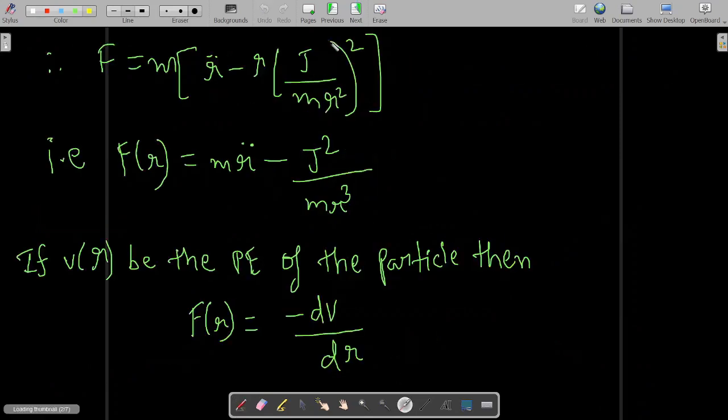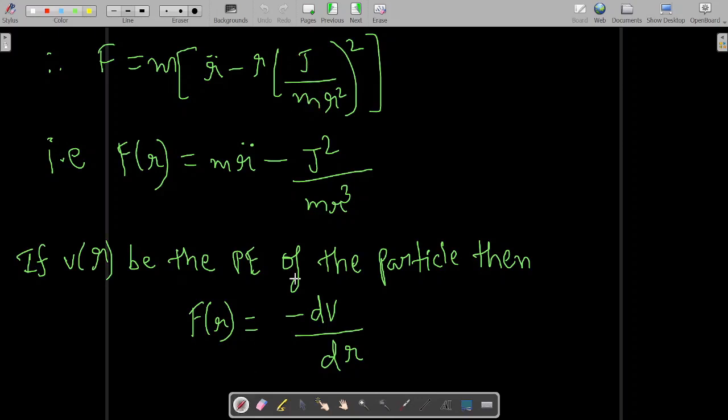So what do you get then? You will get an expression of this kind. In the place of theta dot you will substitute J by m r square. So this is the thing which you will get. So F of r equals, this m will be multiplied inside, so m r double dot, okay. And what about J square by m r?